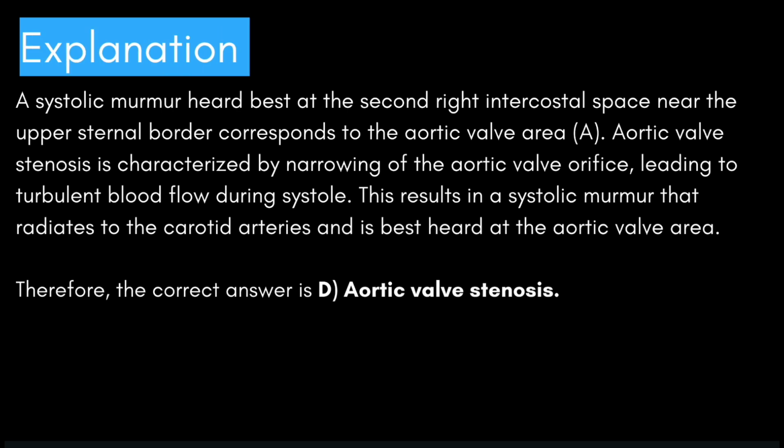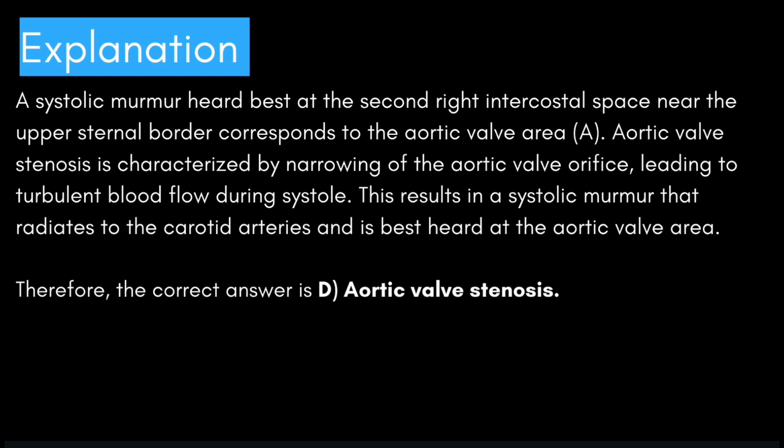A systolic murmur best heard at the second right intercostal space near the upper sternal border corresponds to the aortic valve area. Aortic valve stenosis is characterized by narrowing of the aortic valve orifice, leading to turbulent blood flow during systole. This results in a systolic murmur that radiates to the carotid arteries and is best heard at the aortic valve area. Therefore, the correct answer is D, aortic valve stenosis.